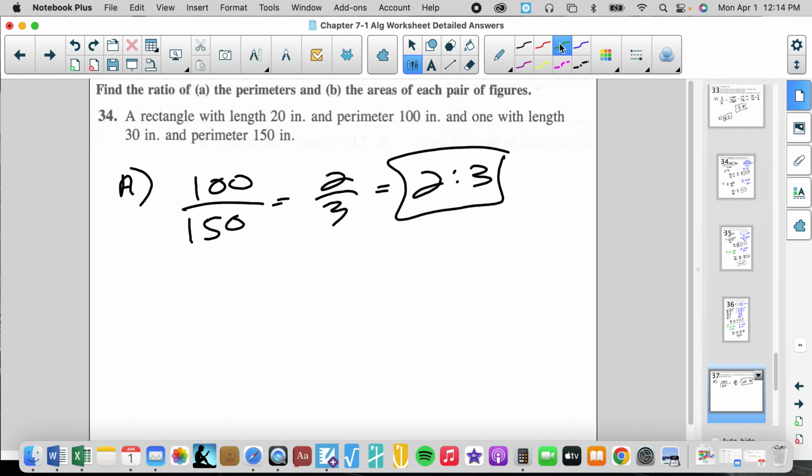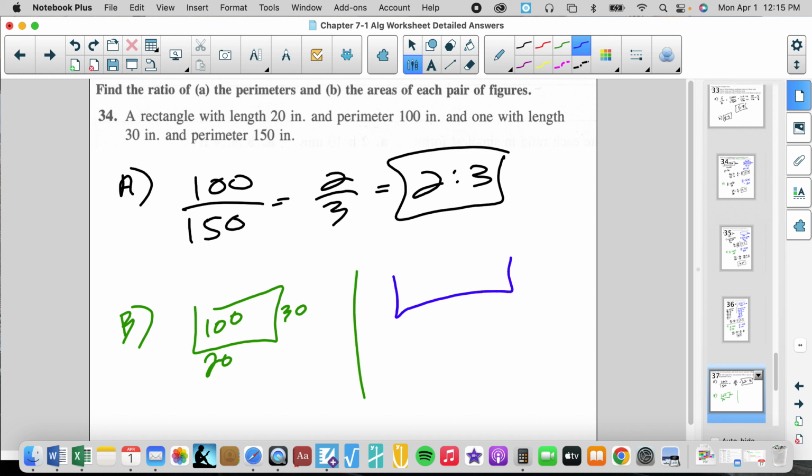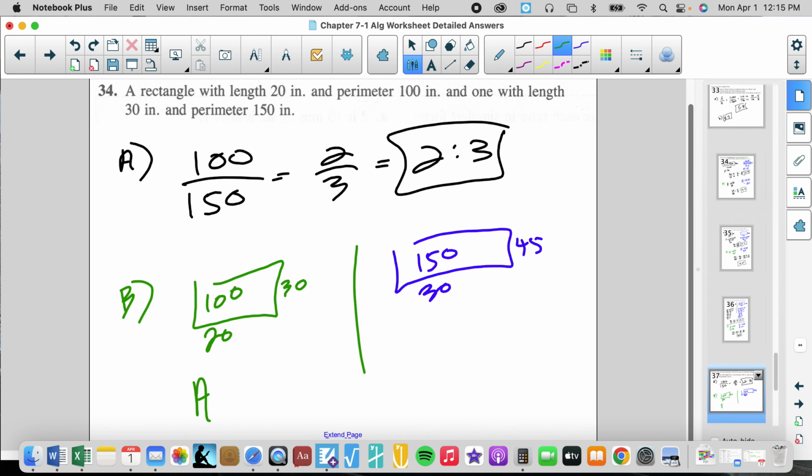And now we have to do a little math for area. So we got to look at that perimeter of 100, length of 20, so 40, 60, so 30. And we got our perimeter is 150, length is 30, 60, that's 90, that's 45. I think that's correct. So area of this is going to be 600.